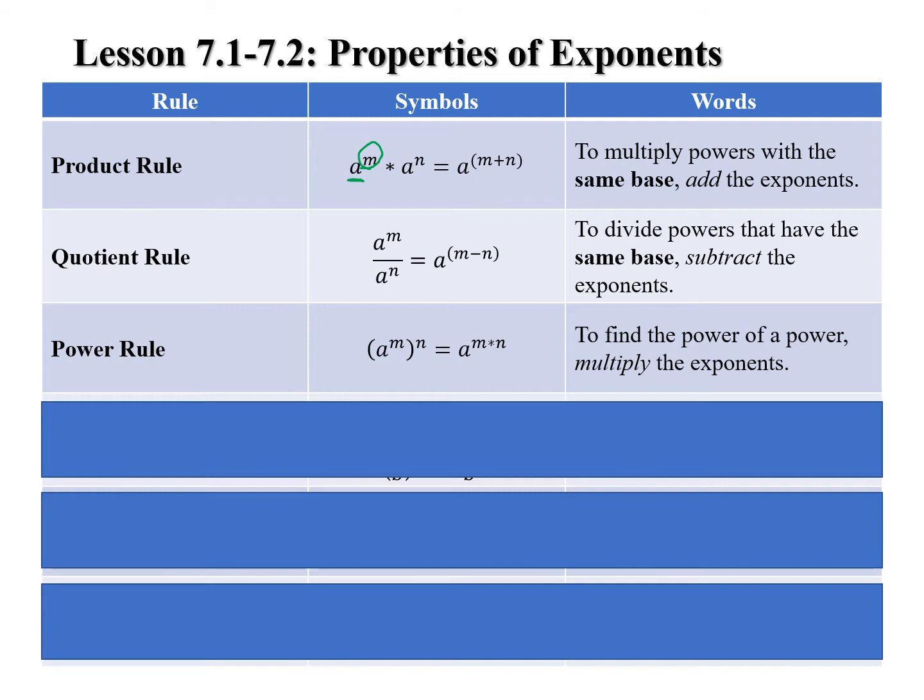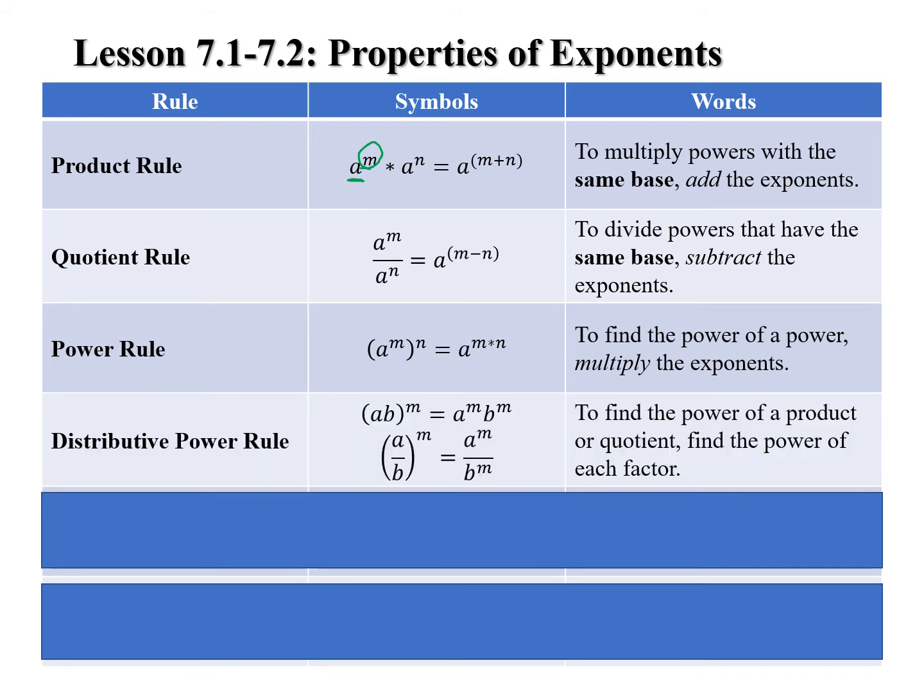The last piece of this part is the power rule. To find the power of a power, I'm going to multiply the exponents. Again, in the examples, we'll show this in expanded form and then simplify it back down. (a^m)^n is a^(m times n).